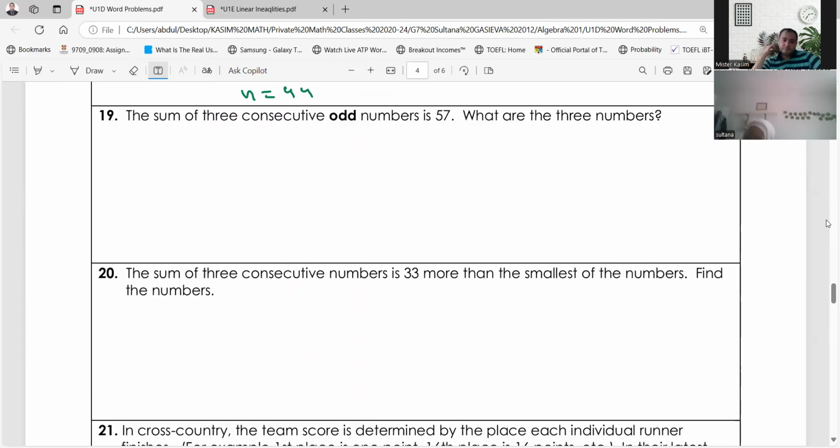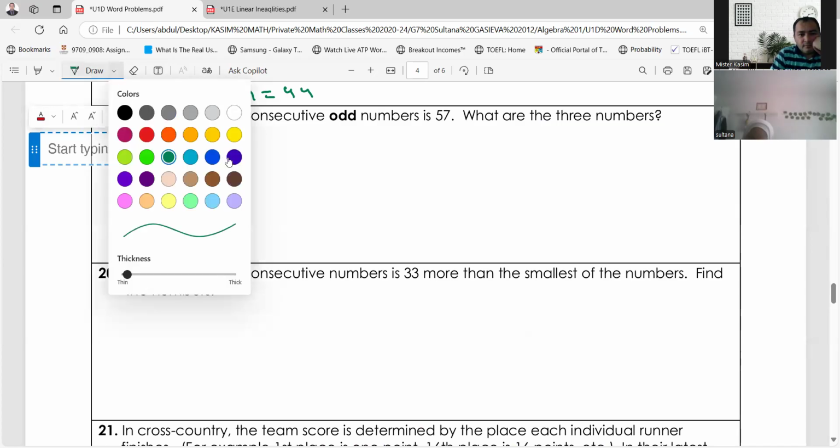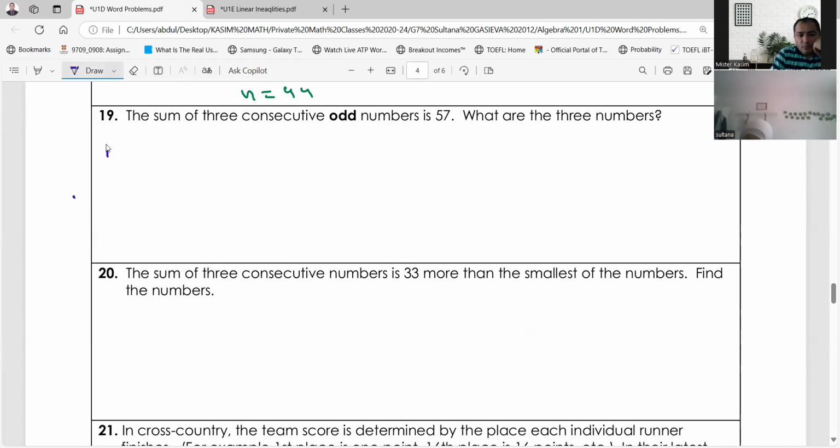17, 19, and 21, actually. Good. Okay, so number one, three, right? Always highlight keywords: three consecutive odd numbers. So the first number is n. The next number is n plus 2. The next number would be n plus 4, right? Increasing by 2. If you add these, there's 3n plus 6, that's equal to 57.